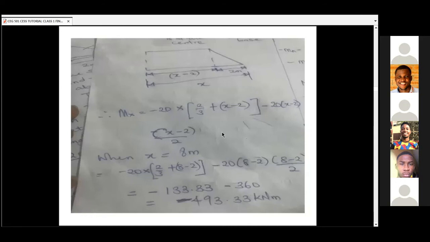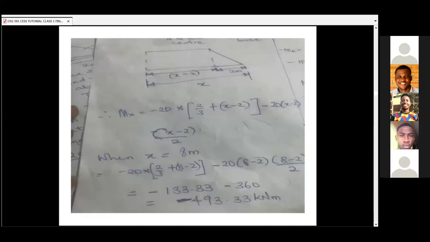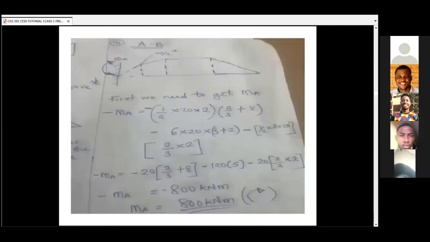So if we move on now, we can consider span AB. With span AB, since A is a fixed support, there will be a moment there. If there's a moment there, we need to get the moment because it's going to affect our bending moment diagram. If we are finding MA, all we need to do is take all moments towards A. If MA is in this orientation that is shown on the screen, which is clockwise, it will be negative. So it will be negative MA equals to, okay?